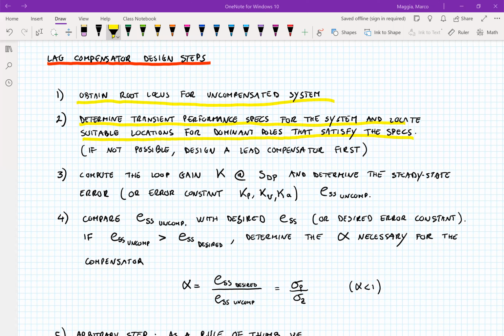Now, if you see that your uncompensated system does not pass through the dominant poles, then you would want to design a lead compensator first. But we've already seen that. But that's always step number one. If your uncompensated system does not pass through the dominant pole locations, then design a lead compensator first.